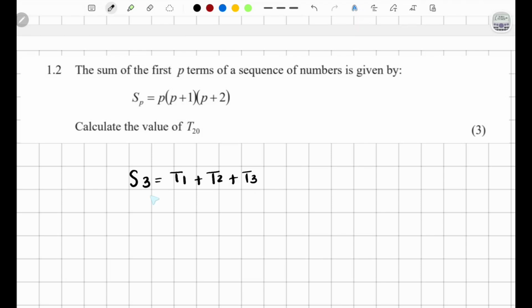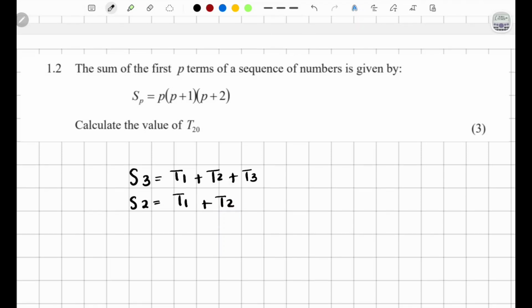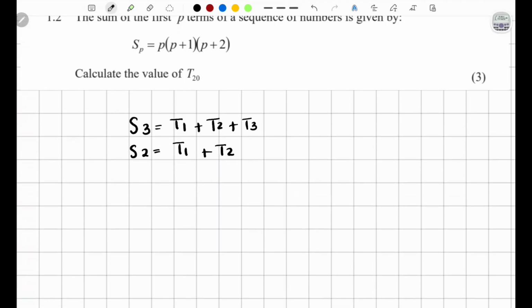And what if I said, okay, let's also find the sum of two terms? This will be made up of term 1 plus term 2. Now, look at what we can actually find here. If I said the sum of 3 terms minus the sum of 2 terms, I want to see what's going to be left.